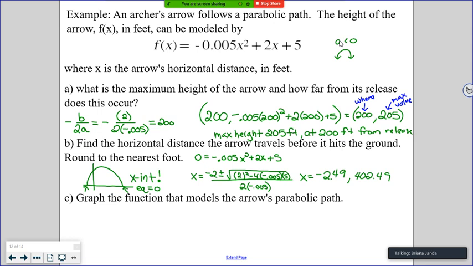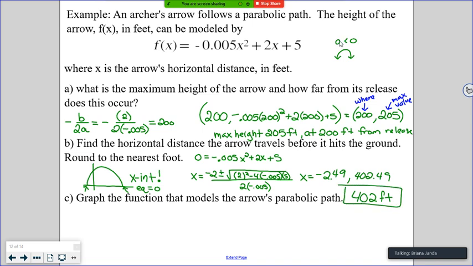So what are those two things? This one would have been back here. The 402.49 would have been here. It said round to the nearest foot, so I'd round that to 402. So I'd say at 402 feet is where it comes back down and hits the ground.